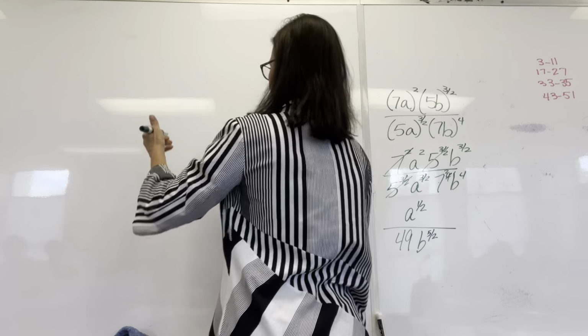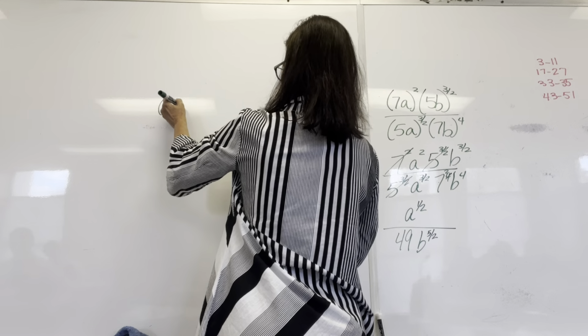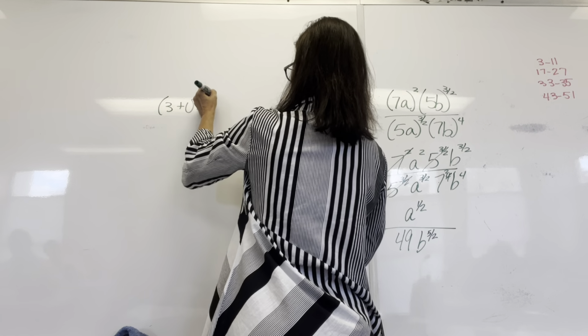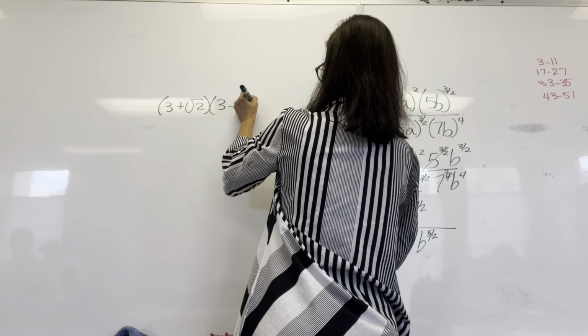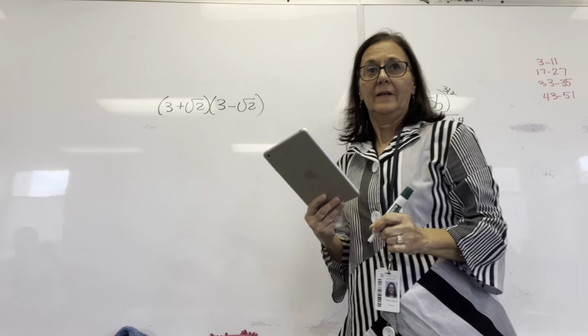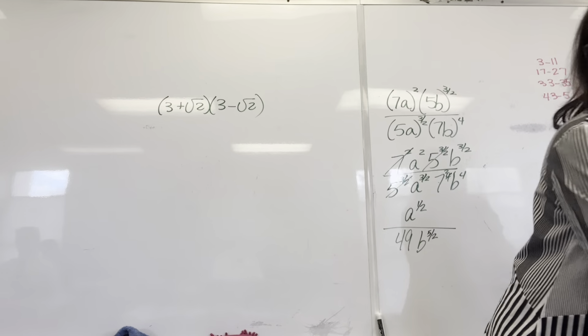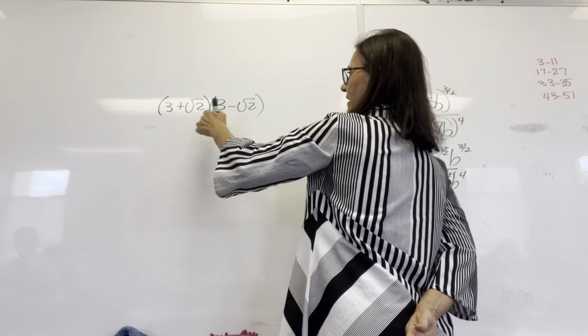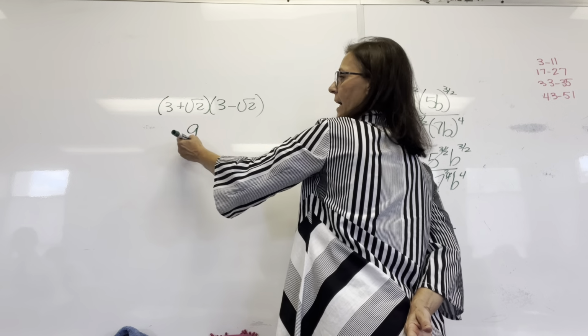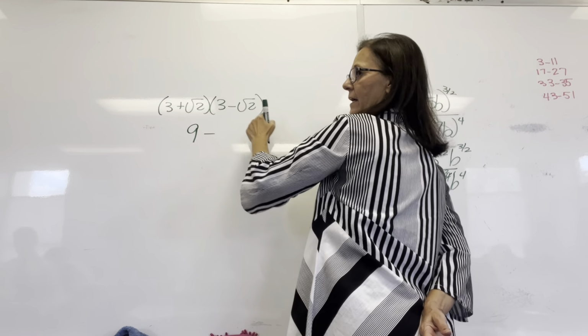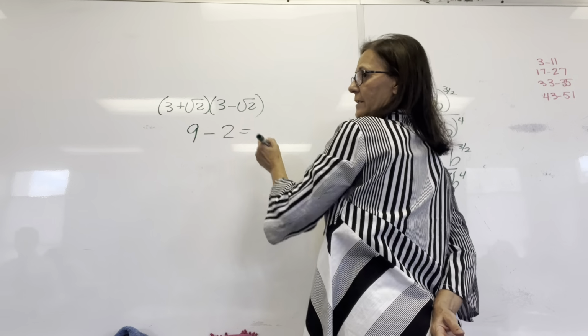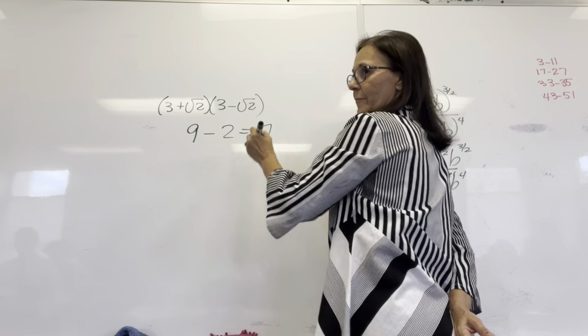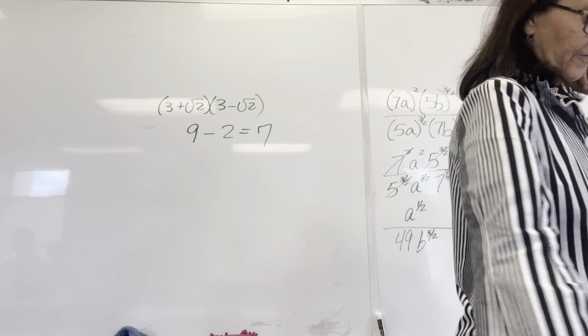So we're just multiplying. How do we multiply conjugates? The first and the last. So 3 times 3 is 9, minus 2, which is 7. Boom. Y'all see how fast these are going? These are fast.